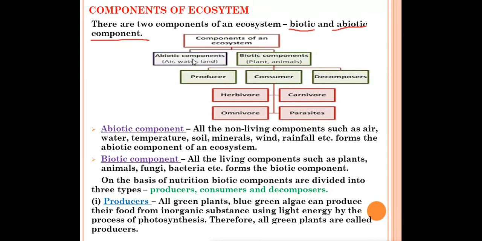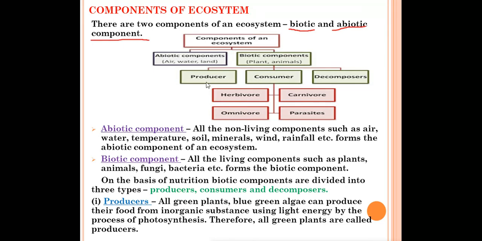Now you can look at the flowchart given over there. Components of ecosystem: biotic components and abiotic components. In abiotic components we have air, water, land, you can write soil, temperature, okay, and in biotic components plants and animals are there. Now again we are dividing these biotic components into three types: producers, consumers and decomposers.